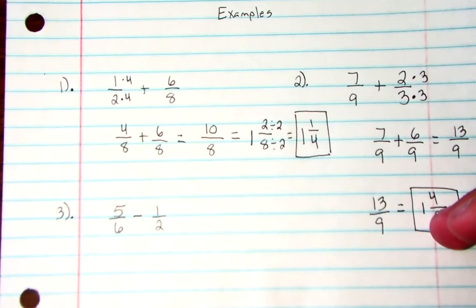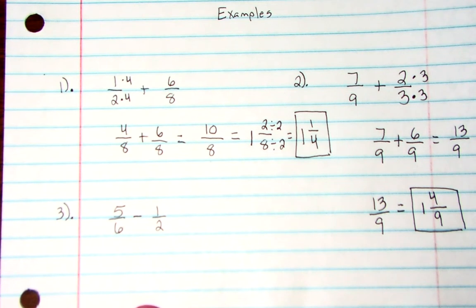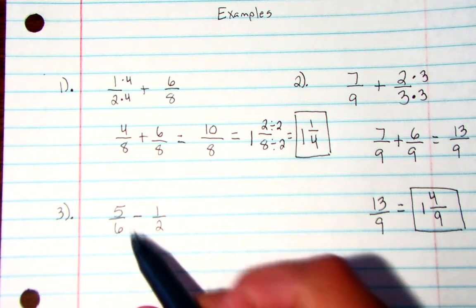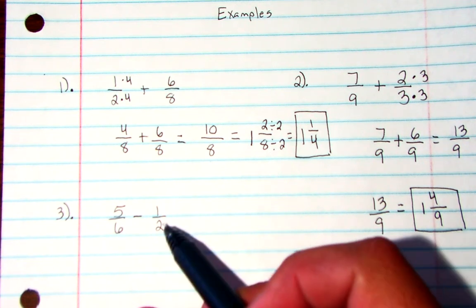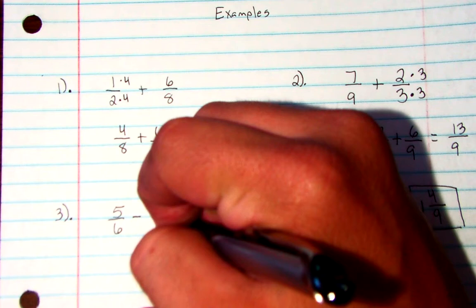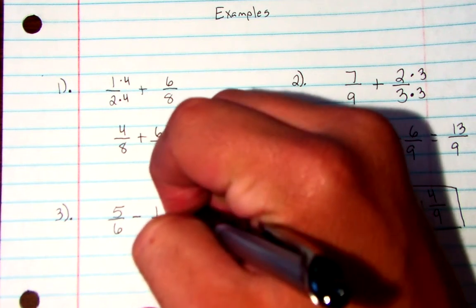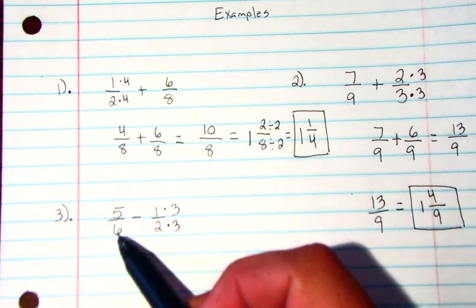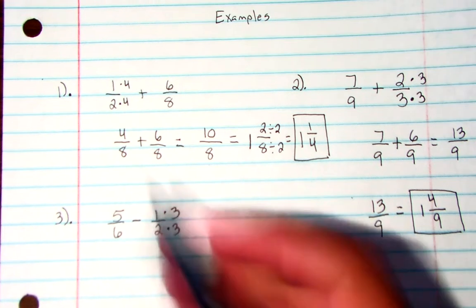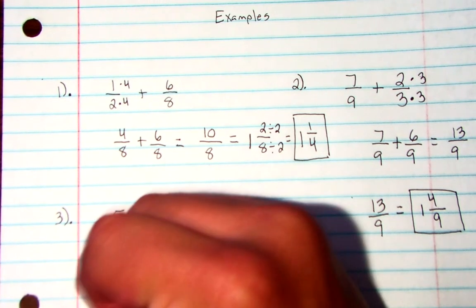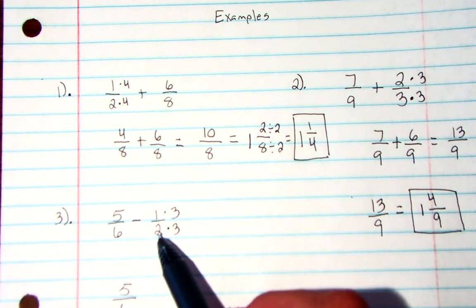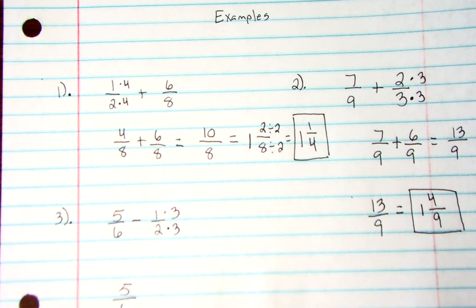Now let's do one where we're subtracting. Again, look at your denominators. They are not the same. So we have to create a common denominator. In this case, my common denominator would be 6. 6 can go into 6, and 2 can go into 6. So since this denominator is already 6, I'm not going to mess with it, bring it down. I have to turn this denominator into a 6 by multiplying by 3.